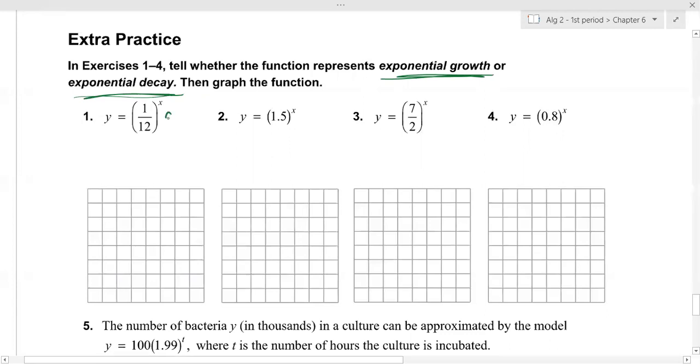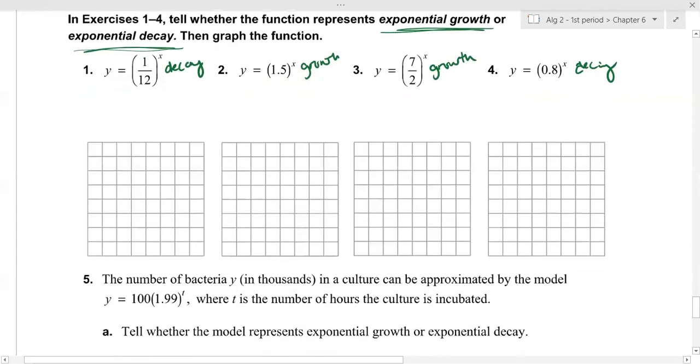All right, this first one should be a decay because it's less than 1. Then we're going to have a growth. 3 is also going to be a growth. Now, wait a second, Ms. Hunt. You told me that if it was a fraction, it was going to be a decay. However, this fraction is 7 over 2, which is improper. 7 divided by 2 is just 3.5. That means it's larger than 1. And this number 4 is also going to be a decay.